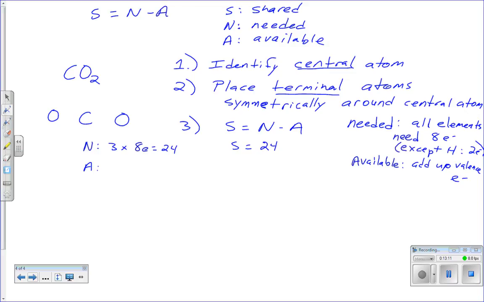For the available, I've got a carbon that's got 4 valence electrons. And I've got 2 oxygens that each have 6 valence electrons. 2 times 6 would be 12, plus 4 more would be 16. So I've got 16 available. So if we need 24, we have 16 available. 24 minus 16 would be 8. These 3 atoms have to share a total of 8 electrons between them.